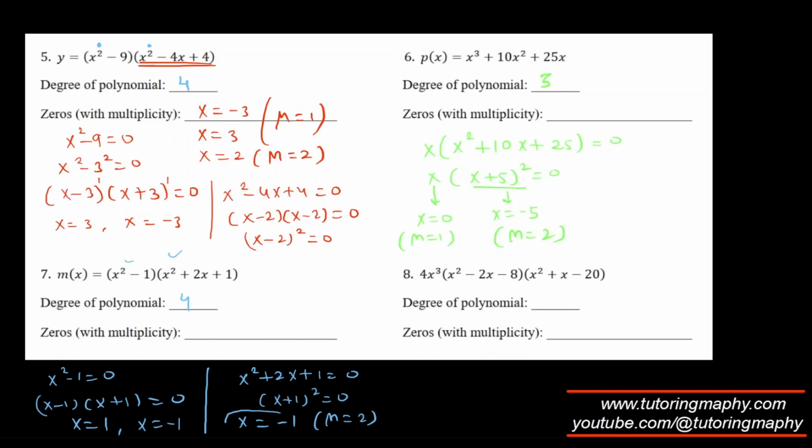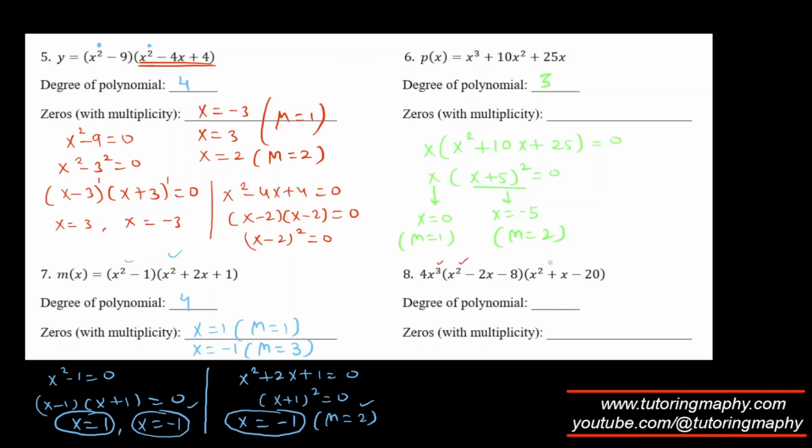So actually negative 1 is appearing here as well. Negative 1 is appearing here as well. So I can just say that x equal to 1 is with multiplicity 1, but negative 1 is now with multiplicity 3, because it's appearing 2 times here and once here, right? I hope you understand. Okay.